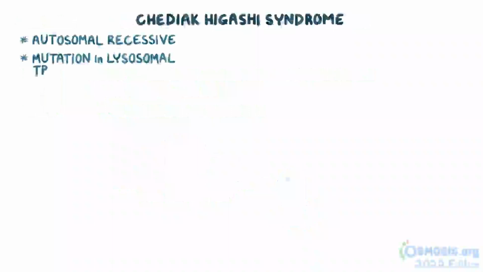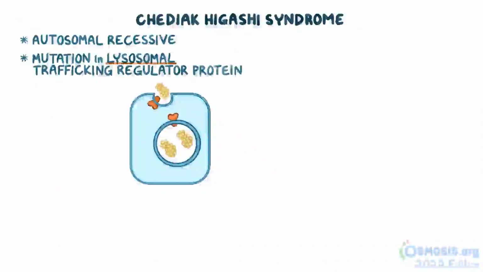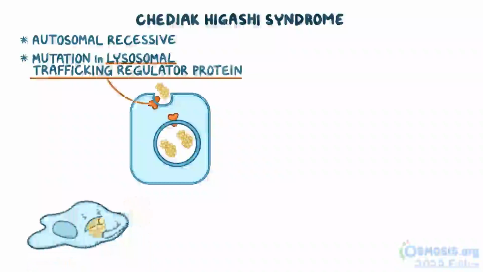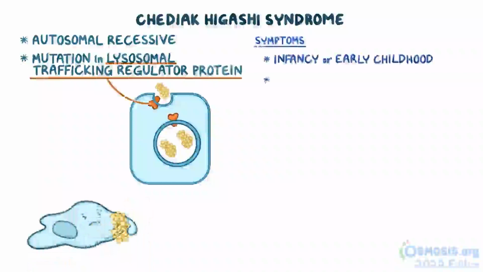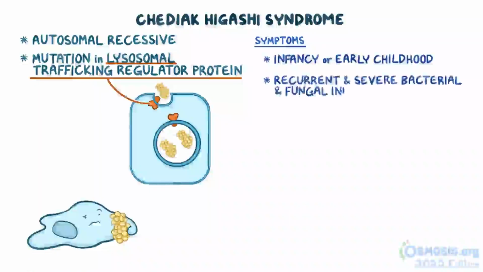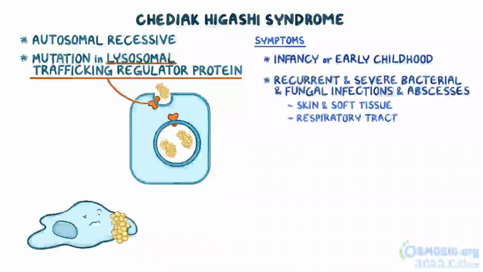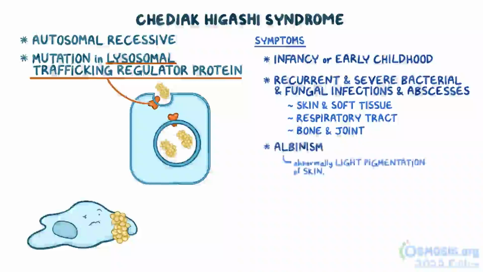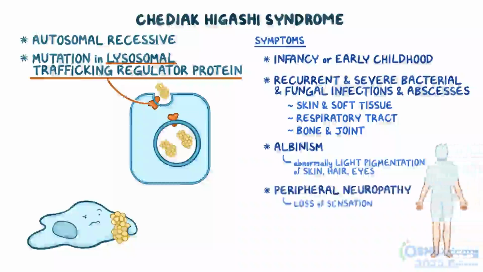Last is Chediak-Higashi syndrome. This is an autosomal recessive disorder caused by a mutation in a lysosomal trafficking regulator protein. This impairs the ability of neutrophils to phagocytose and kill pathogens. It usually presents in infancy or early childhood with recurrent and severe bacterial and fungal infections and abscesses of the skin, soft tissue, respiratory tract, bone, and joints. For an unknown reason, there's also albinism, meaning abnormally light pigmentation of the skin, hair, and eyes, and peripheral neuropathy with loss of sensation in the arms and legs.